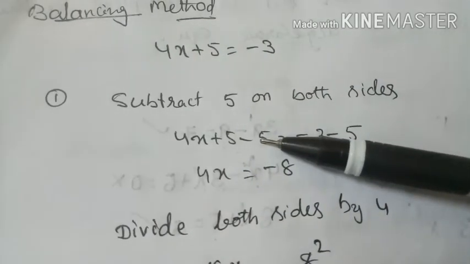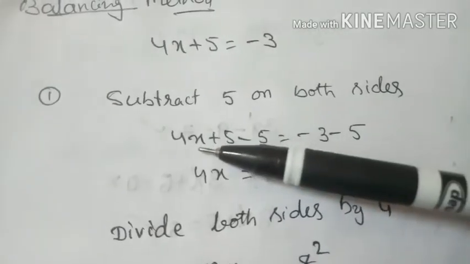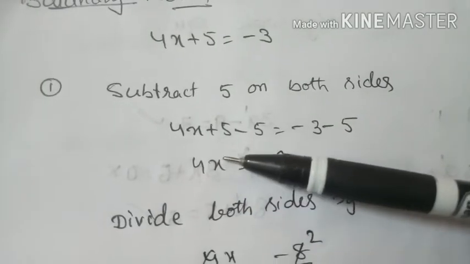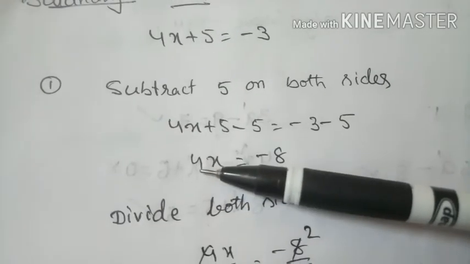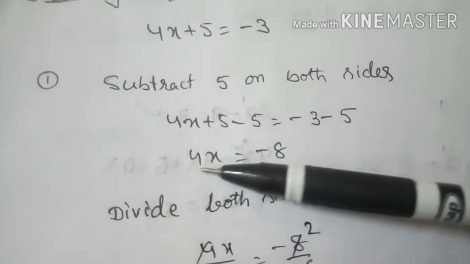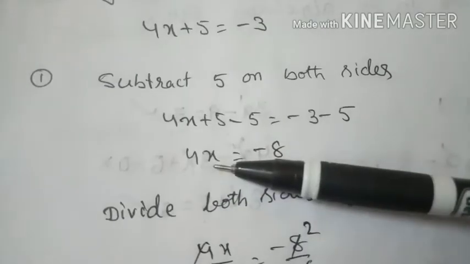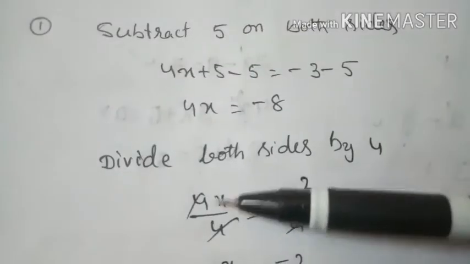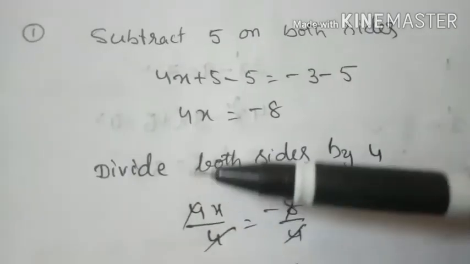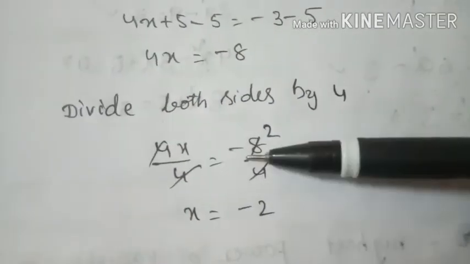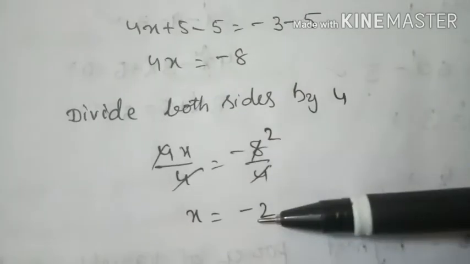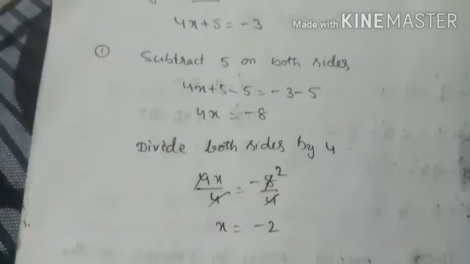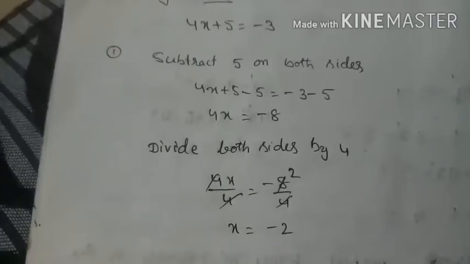So plus 5 minus 5 gets cancelled, that becomes 0. The remaining part is 4x is equal to minus 3 minus 5, that is minus 8. Now we want to find only the x value, so we don't need the 4. So divide by 4. That means divide both sides by 4. Then you will get x. So 4x by 4 is equal to minus 8 by 4. The 4 gets cancelled, so x is equal to, 4 ones are 4, 4 twos are 8, minus 2. So x is equal to minus 2. In this way we are finding the unknown values, that means variables.